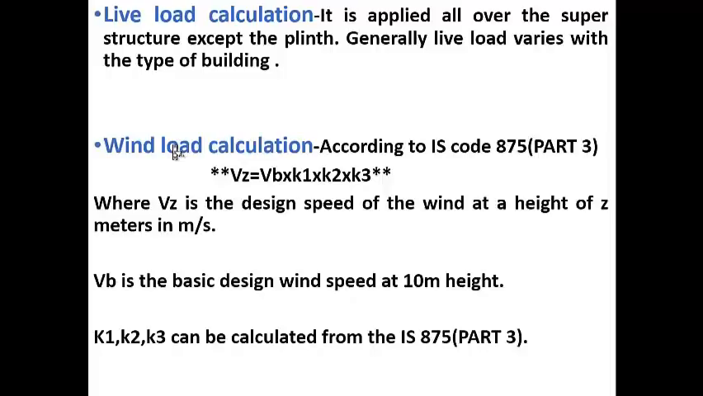Wind load calculations. Wind load can be calculated from the formula Vz = Vb × K1 × K2 × K3 from IS 875 Part 3, where Vz is the design speed of wind at a height z meters in meter per second, Vb is the basic design wind speed at 10 meter height. K1, K2, K3 can be calculated from the IS codes.